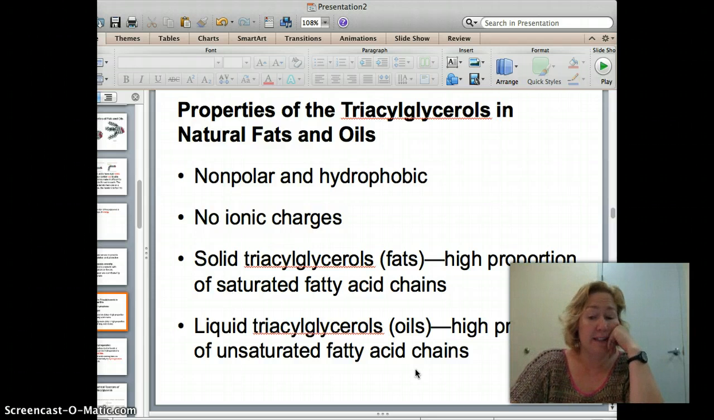So solid fats have a high proportion of saturated fatty acid chains, so they just lay really nicely. And liquids or oils have a high proportion of unsaturated.